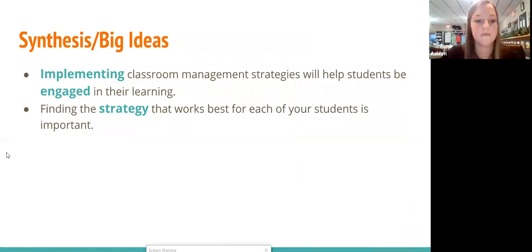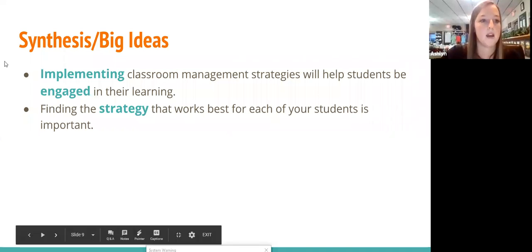So my synthesis, or my big ideas: my first is that implementing classroom management strategies will help students be engaged in their learning. By using these strategies, you're giving your students the tools they need to work well in the classroom. And then finding the strategy that works best for each of your students is important, because not every strategy is going to work for all of your students. You really need to know that student and know what's going to work for them.